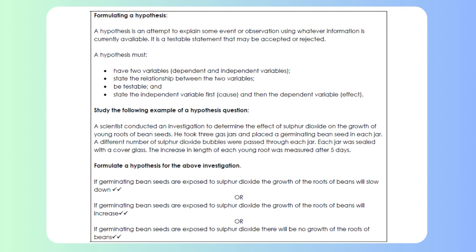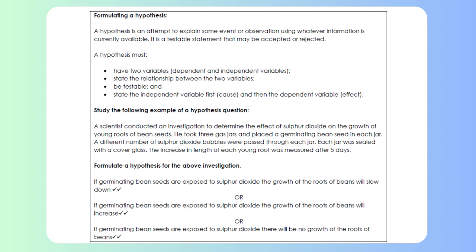Study the following example of a hypothesis question. A scientist conducted an investigation to determine the effect of sulfur dioxide on the growth of young roots of bean seeds. He took 3 gas jars and placed a germinating bean seed in each jar. A different number of sulfur dioxide bubbles were passed through each jar. Each jar was sealed with a cover glass. The increase in length of each young root was measured after 5 days. Formulate a hypothesis for the above investigation.